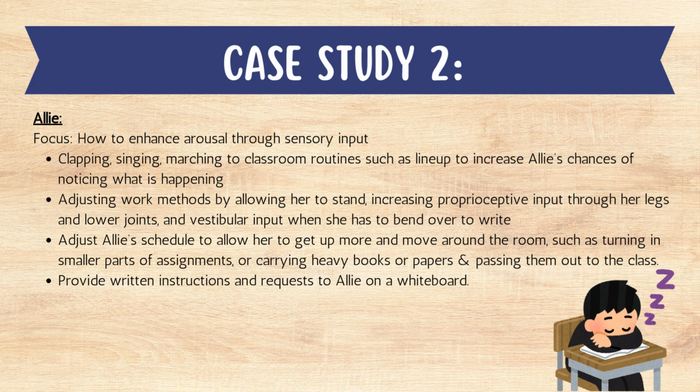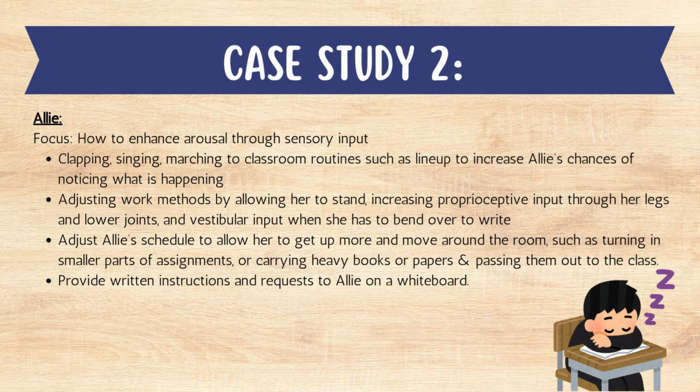For Allie, our focus is on enhancing her arousal through sensory input. Strategies to do this include clapping, singing, and marching to classroom routines such as lineup to increase Allie's chances of noticing what is happening, allowing her to stand to complete desk work, increasing proprioceptive input through her legs and lower joints. Her vestibular system is also challenged when she has to bend over to write.